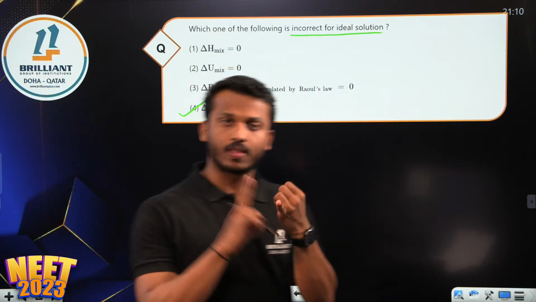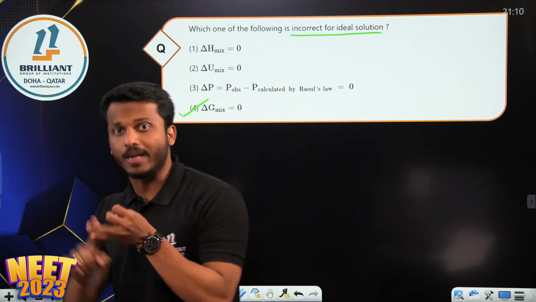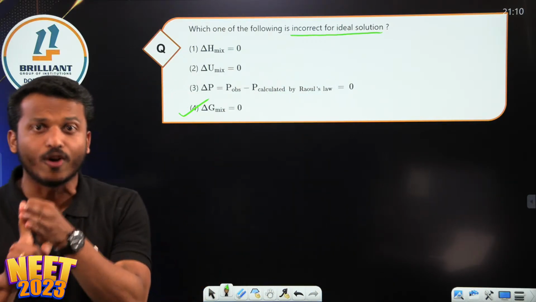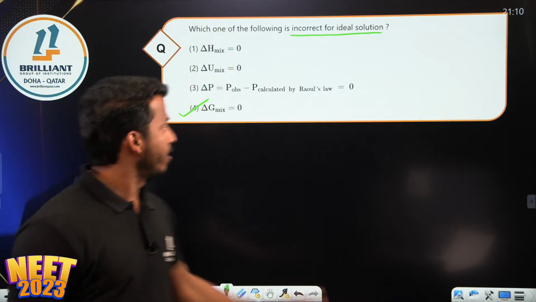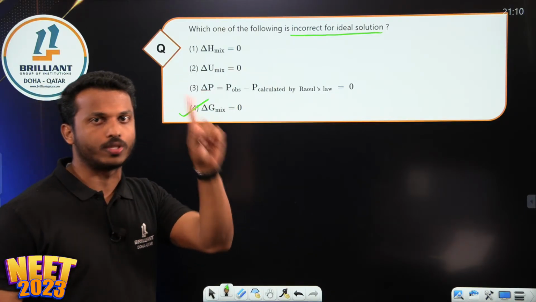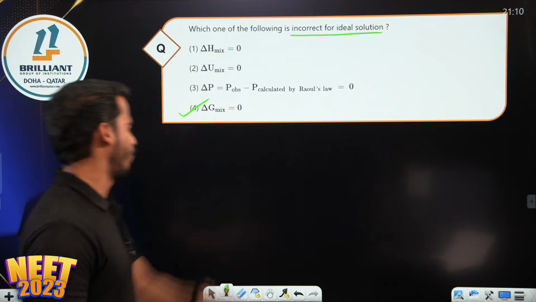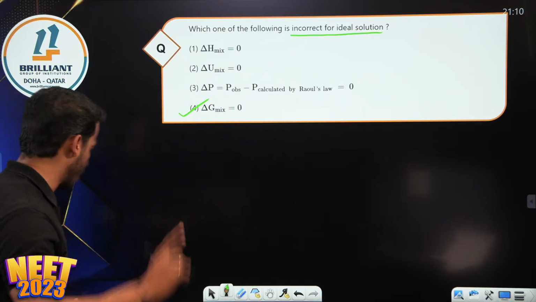Remember, all of you, enthalpy of mixing, volume of mixing and pressure change are all equal to 0 for an ideal solution. But delta G is not equal to 0 for an ideal solution. Remember, Gibbs energy is not equal to 0.